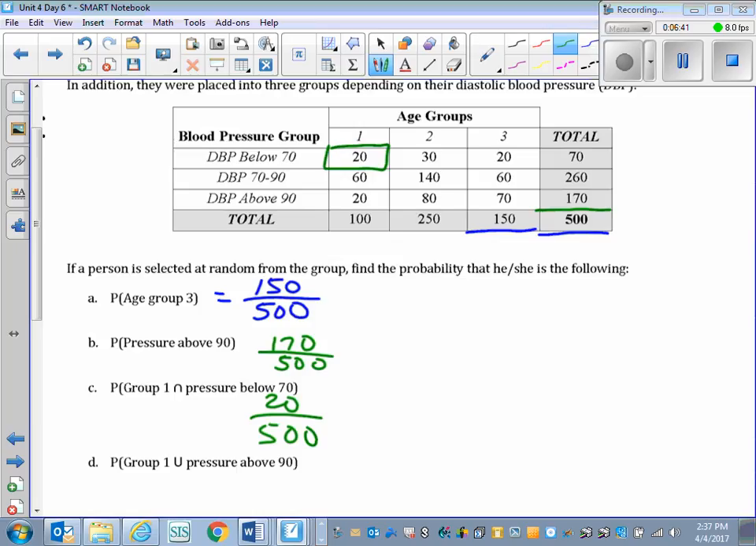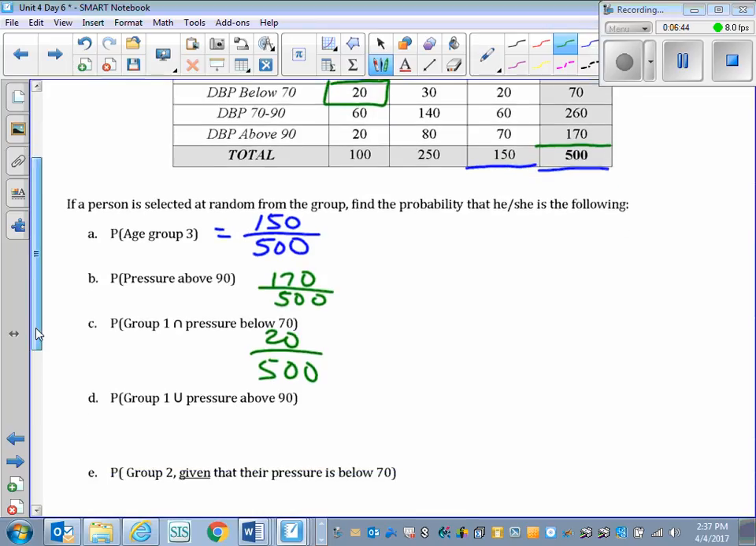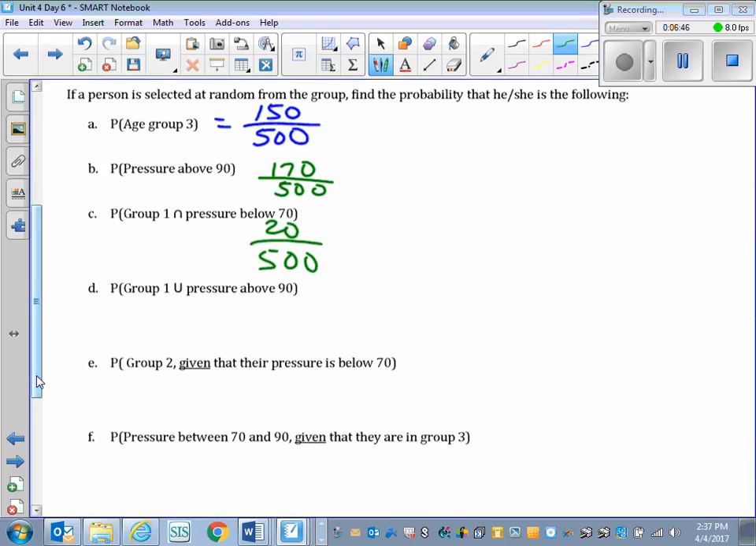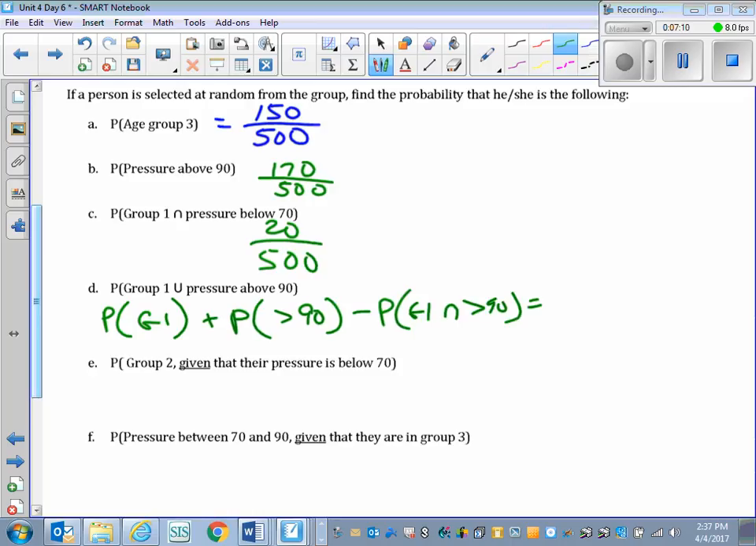Now the probability that they're in group 1 or the pressure is above 90. So the probability that they're in group 1 plus the probability that the blood pressure is greater than 90 minus the probability that they're in group 1 and the pressure is above 90. That's going to be equal to 250 over 500.